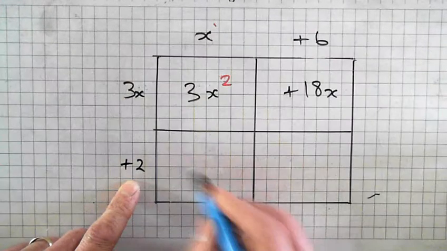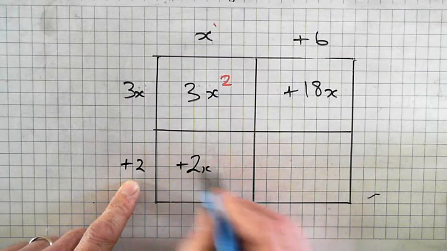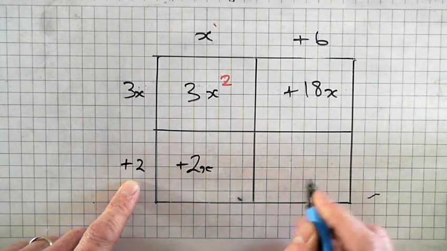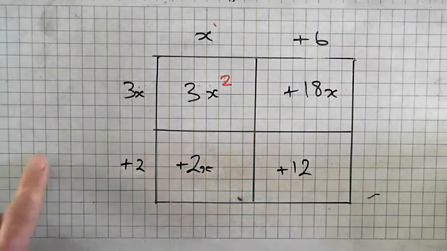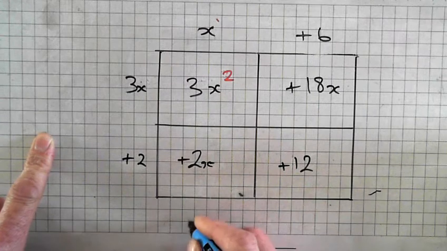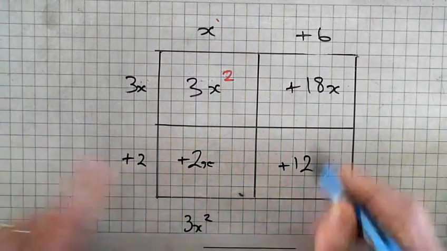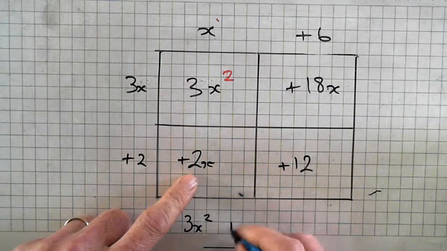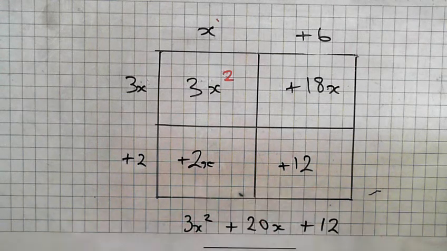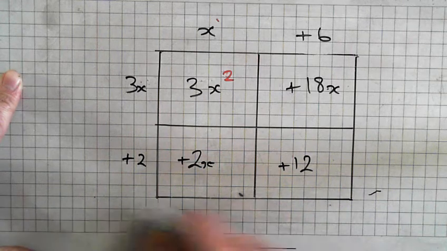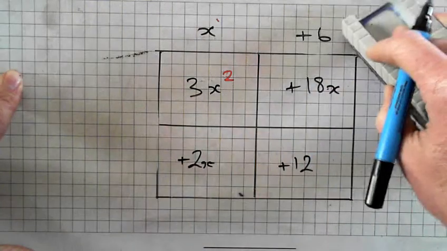Now x times 2 is 2x. 2 times 6 is 12. So 3x2, 18x plus 2x is 20x plus 12. So that was question 7.